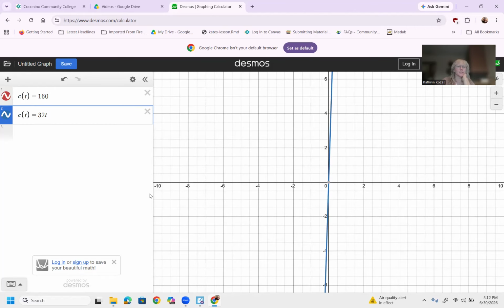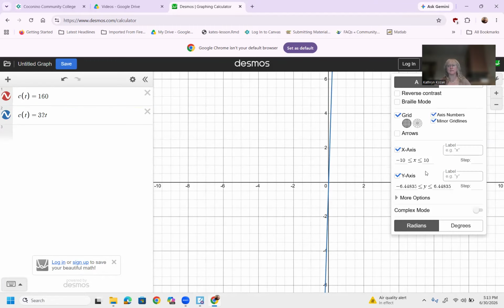And what I notice is I don't see much. I see this sort of vertical line going here. I certainly don't see anything else. I don't see much on this graph. That tells me I need to change my graph. And I have to realize that my graph right now goes from 0 to 6 in the y, but I want a y of 160. So that tells me I need to change my window a little bit.